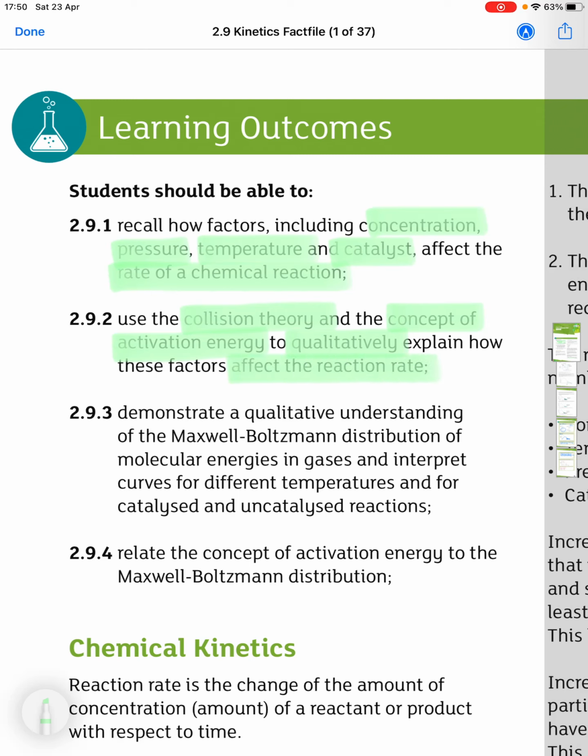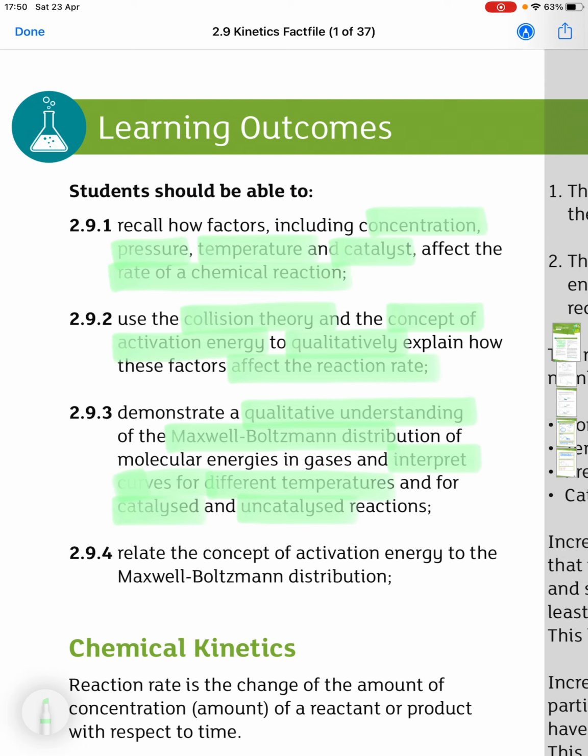the reaction rate. The third is to demonstrate a qualitative understanding of the Maxwell-Boltzmann distribution of molecular energies in gases and interpret curves for different temperatures and for catalyzed and uncatalyzed reactions. Then, finally, to relate the concept of activation energy to the Maxwell-Boltzmann distribution.